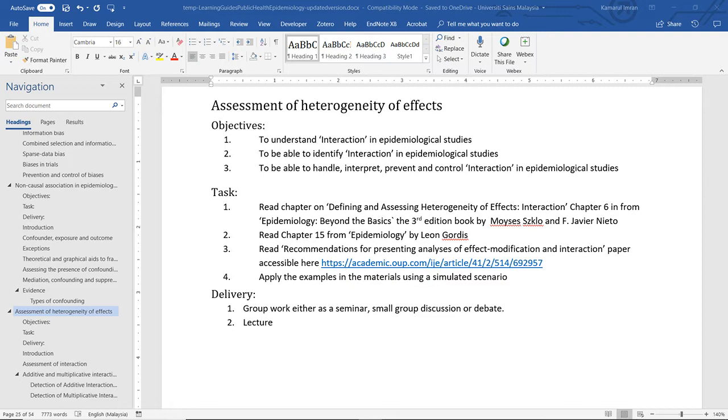For this topic, we will discuss the assessment of heterogeneity of effects. So we would like to understand interaction in studies, and of course to be able to identify interaction in studies, and to be able to handle, interpret, and prevent and control interaction in studies.